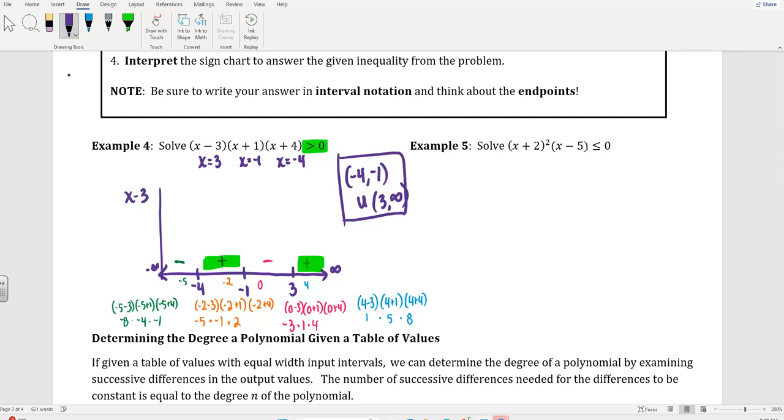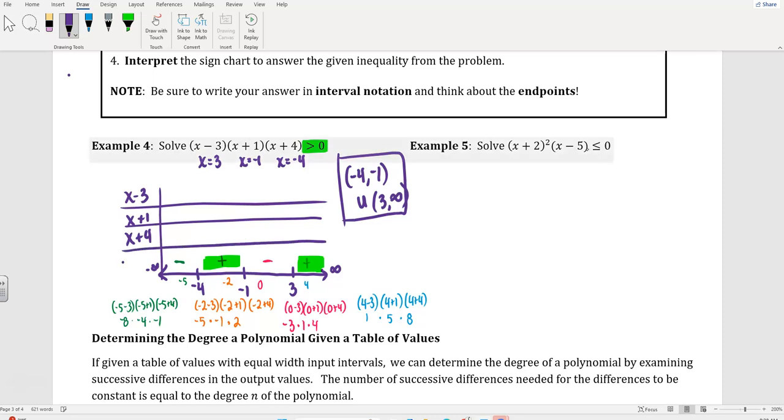X minus 3, X plus 1, X plus 4, and then I'm going to make this bottom line my answer line. And then I'm going to draw in some lines right here. And so what we can do, if we want to use the chart where we consider each individual factor, is I can think about X minus 3.